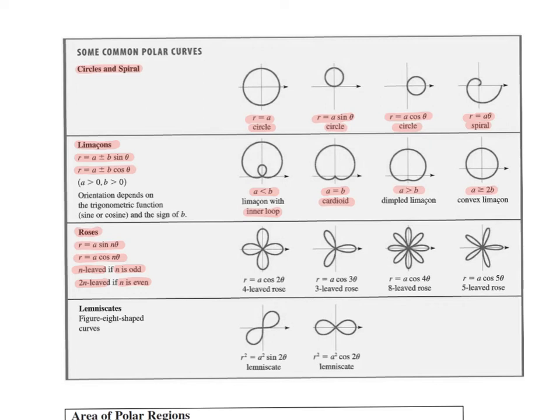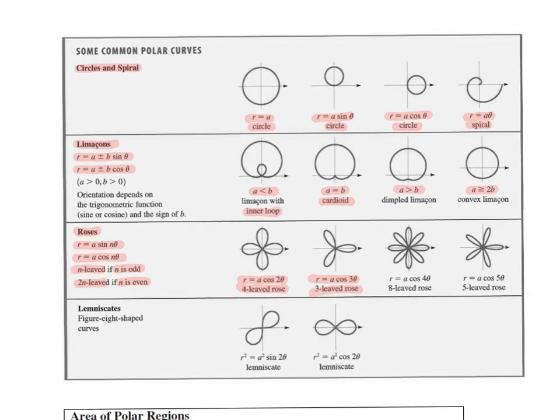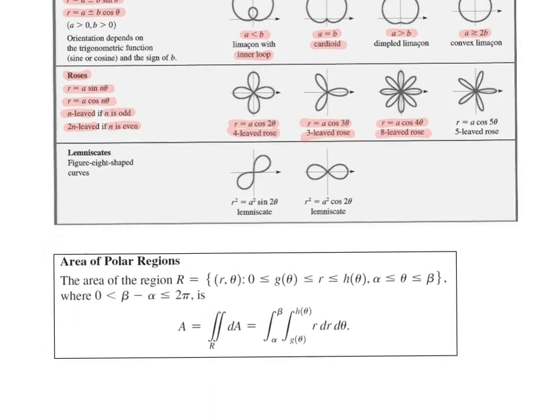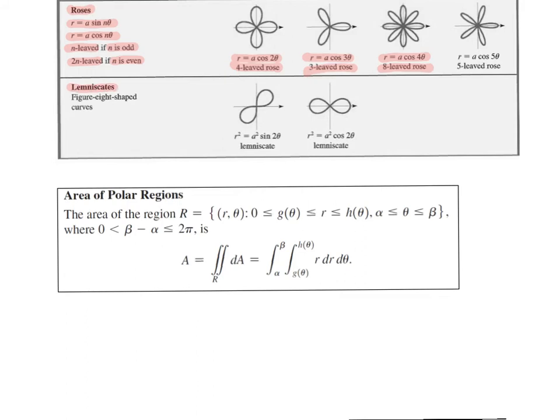So for example, if we had r equal to a cosine of 2 theta, since n is 2 and 2 is even, then we double that and we have 4 leaves. If r is equal to a cosine 3 theta, 3 is odd, so it's 3 leaves. And if we have r equals a cosine 4 theta, 4 is even, so we double it, we have 8 leaves, and so on.